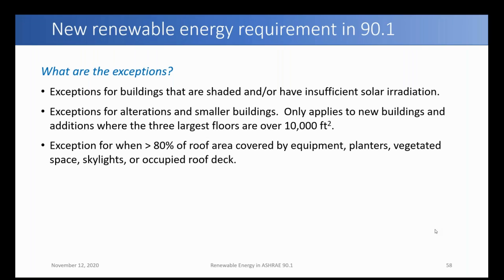And then finally, there is an exception related to the roof area. If 80% of your roof area is already covered by equipment, planters, vegetated space, roof gardens, skylights, or occupied roof deck, then that's an out. And as I mentioned, we looked at this. We believe this requirement will typically require less than 4% of your roof area. So it's really not an issue, but we just wanted to be cautious as this is the first time this will be an on-site renewable energy requirement in a base energy code. And last slide, please.